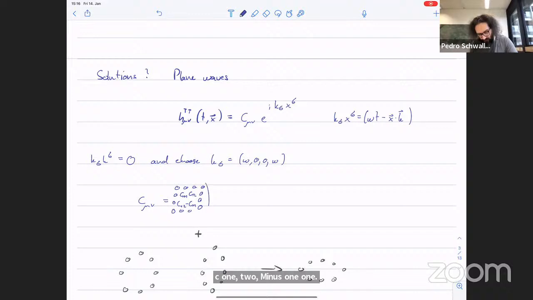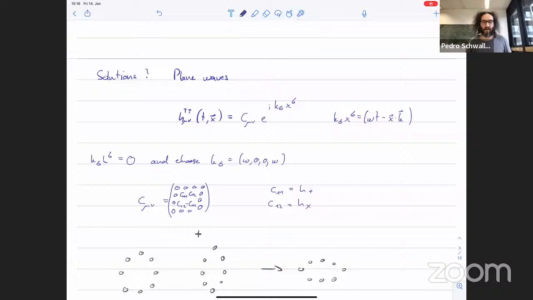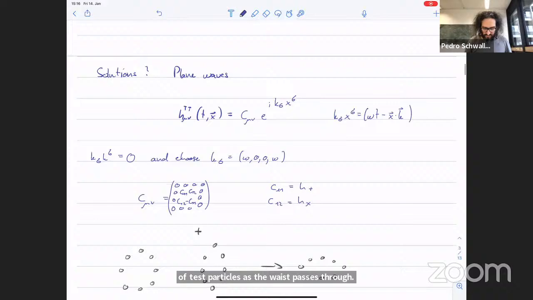And of course, since this is a perturbation of the metric, it should be symmetric. And the two remaining parameters are the two polarizations that there are for gravitational waves. So C11 is typically called h plus, and C12 is called h cross. Yeah. And the name originates from the way they act on a distribution of test particles as the wave passes through. So this is shown here in these pictures for the plus polarization.